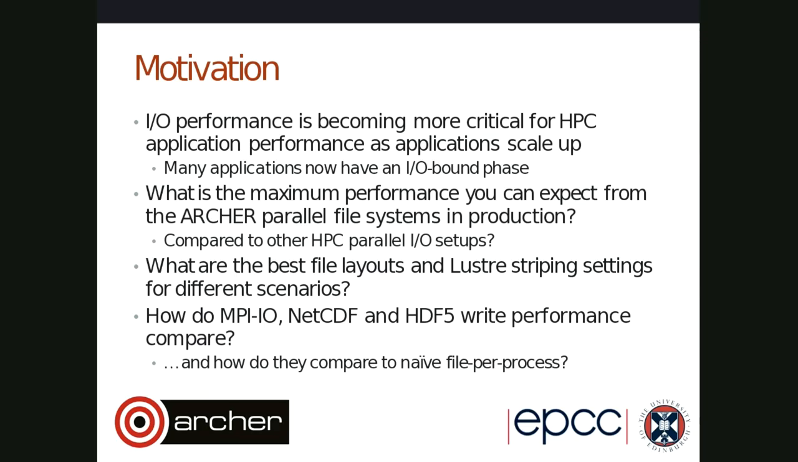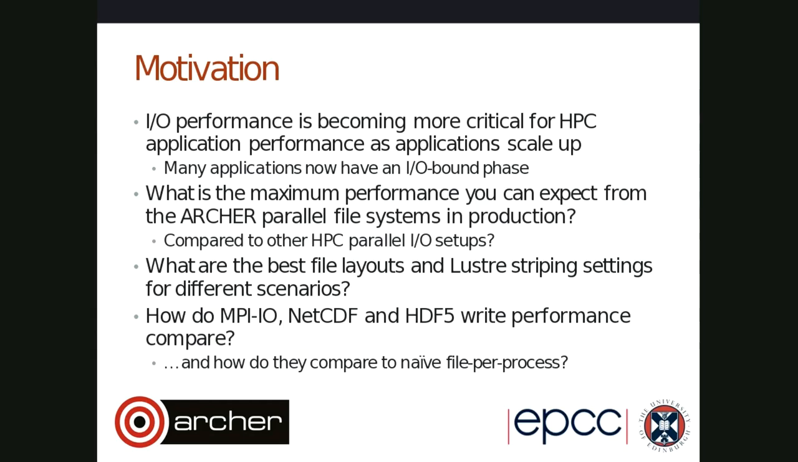So we want to be able to ask questions like, what's the maximum performance you can expect from the Archer parallel file system in production? We have a knowledge of what the theoretical maximum performance is on Archer, because that's the rating of the file system. There's not much data out there, in fact, on what performance looks like on a file system in production. Most benchmarking and runs on file systems are done when other users are off the system for one reason or another. And we also really wanted to compare to other HPC parallel I/O setups. We managed to do that thanks to the Dirac COSMA people. They've got a large GPFS installation that we've done some comparisons to.